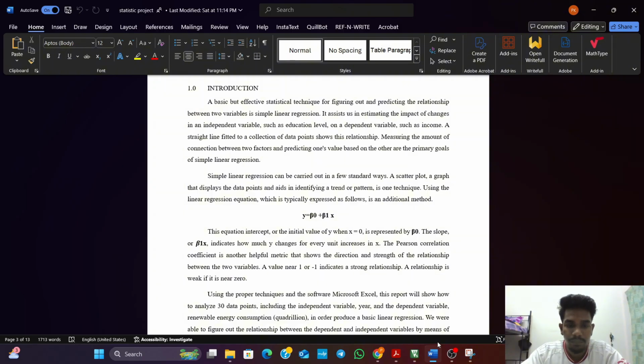y equals beta 0 plus beta 1 x, where beta 0 is the starting value and beta 1 shows how much y changes when x increases. We also use a scatter plot to see the trend and a Pearson correlation value to measure how strong the relation is. Okay, in this project, we use Microsoft Excel to analyze data and see how energy use changes over time. This also helps us understand the pattern and even predict future energy use.